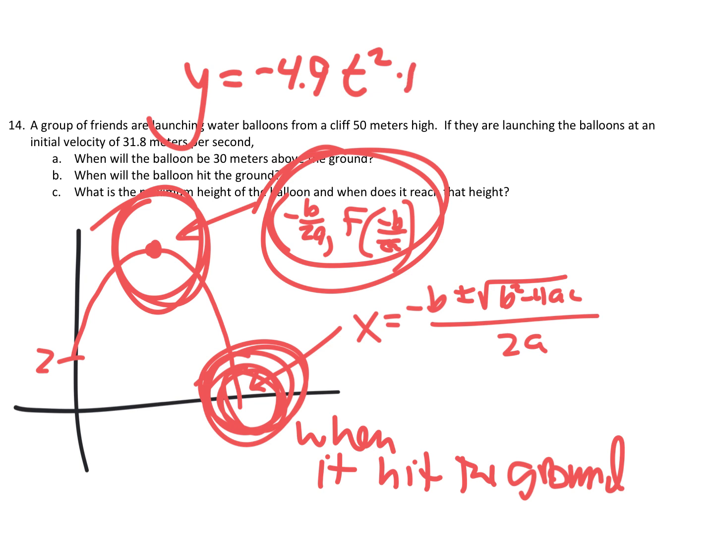And then you put in the speed. What's the speed they're launching at? It's not negative. 31.8. And that needs a t. And the last number is just a number, and it's how high you started at, which is what? 50 meters high. That's where you started, is 50 meters high.